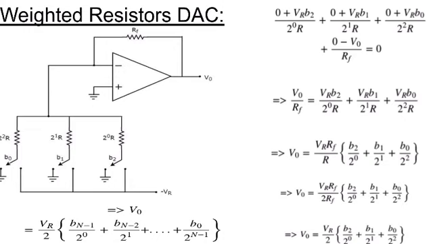So the disadvantages of the binary weighted resistors DAC are: the difference between the resistance values corresponding to the least significant bit and the most significant bit increases as the number of bits in the digital input increases. Next, it is difficult to design more accurate resistors as the number of bits in the digital input increases. So this is about the binary weighted resistors DAC.